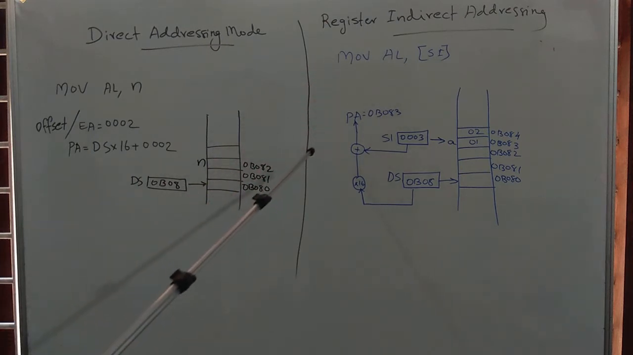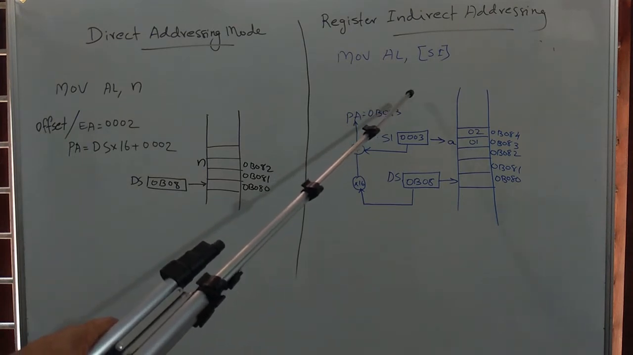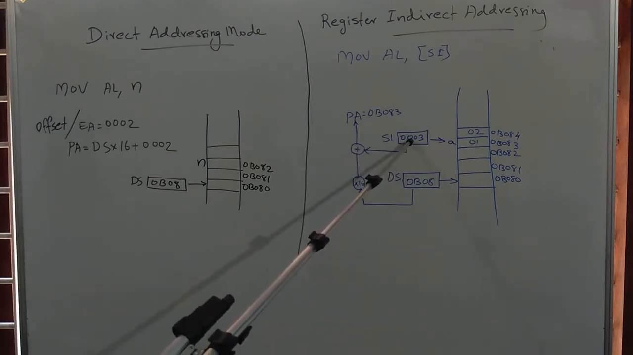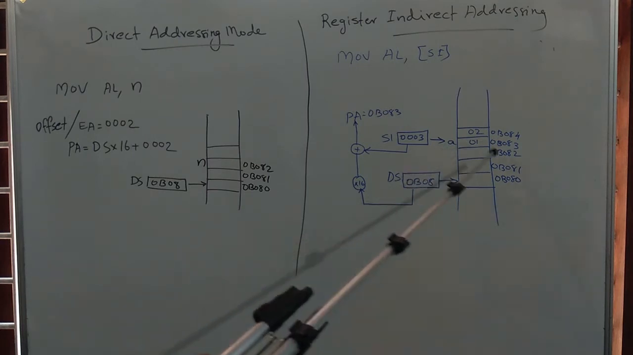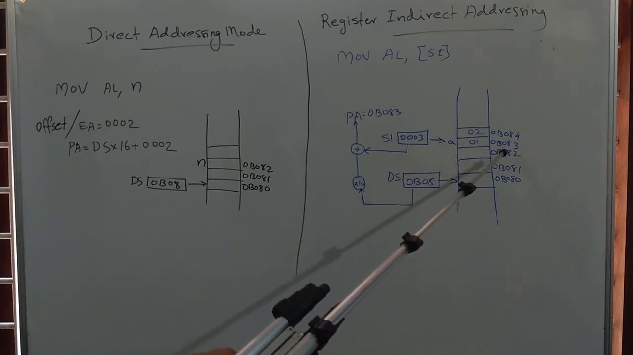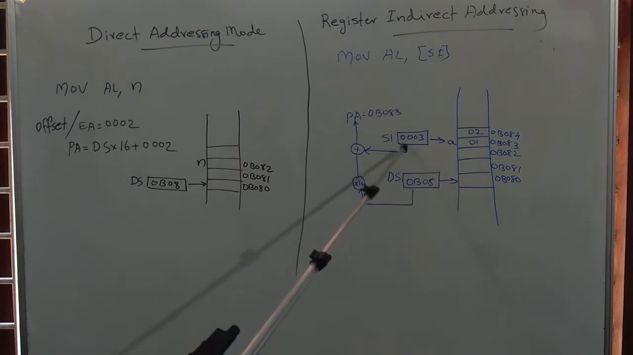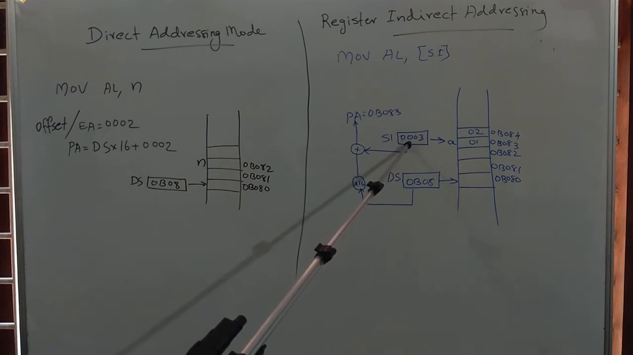Register indirect addressing. A sample instruction is MOV AL, [SI], the content of the location pointed to by SI. Here the SI register carries the effective address of the data. The physical address is 0B083. The DS register carries 0B08 and the SI register carries 0003, the effective address or offset of the data.